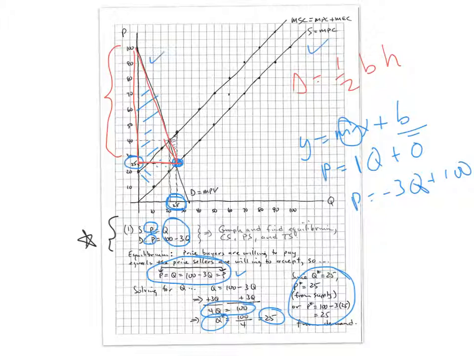So 100 minus 25 is 75. So we can take 75 and we can multiply it by 25, and then we can multiply by a half, and that will give us our consumer surplus. Here we're going to take the 25, that's the base, times the 25, the height, so 25 times 25 times a half, and that will be our producer surplus.